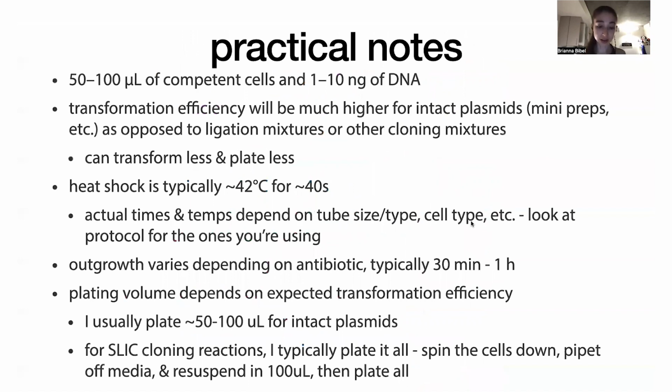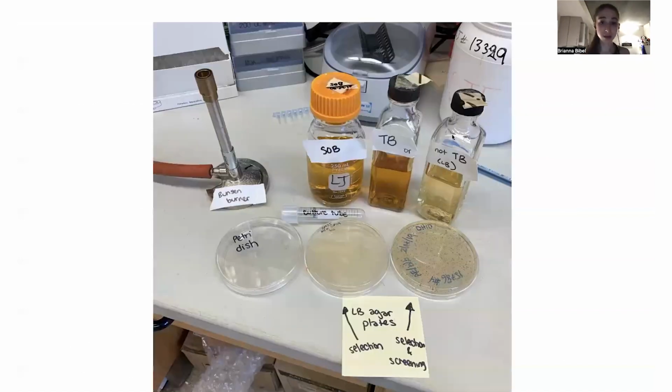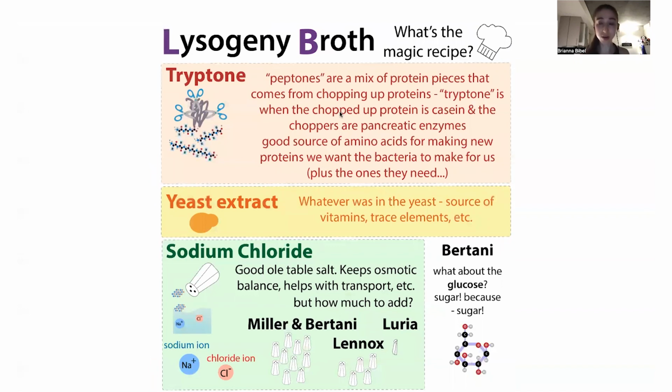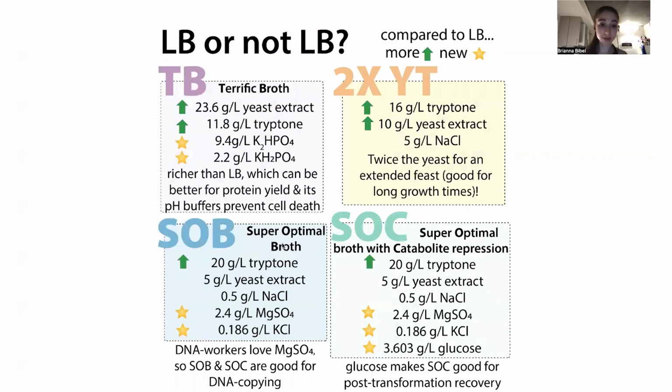Typically, in terms of media, you can add either LB or SOC or SOB. So LB is lysogeny broth. It's this classic broth that we use as classic bacterial media, and it has the basic nutrients that the bacteria need to survive.